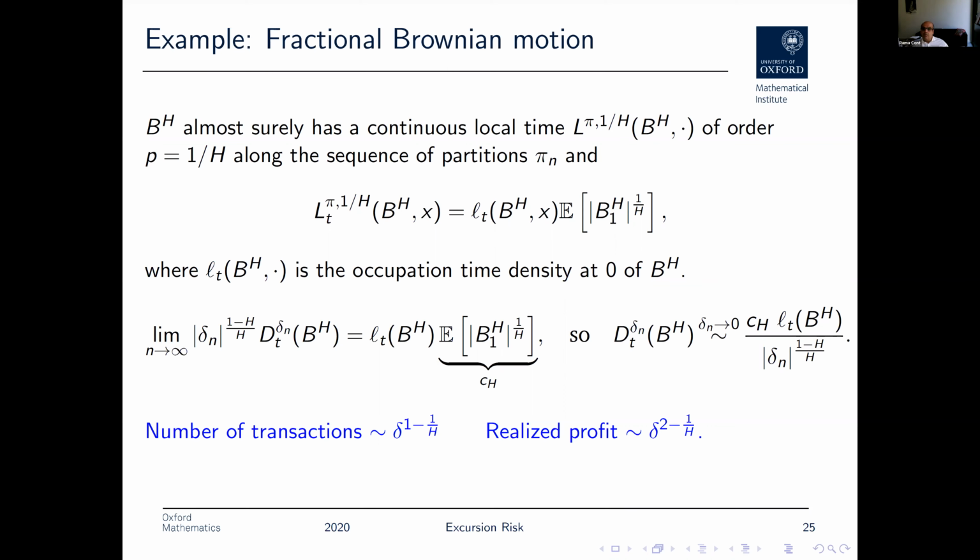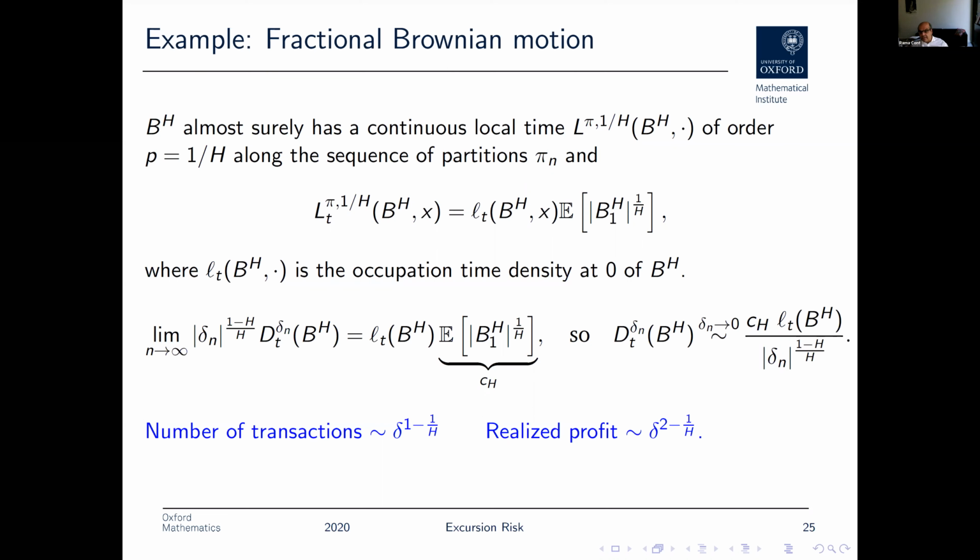Now, to apply the result that I showed you earlier, we need more than just a roughness index. We need to show that the process has a local time at 0. Well, it turns out that this is the case for fractional Brownian motion. So fractional Brownian motion almost surely has a continuous local time of order p equals 1 over h, same index, at 0, along the sequence of partitions, let's say the uniform partition or the Lévy partition, both of which have been shown in the literature.